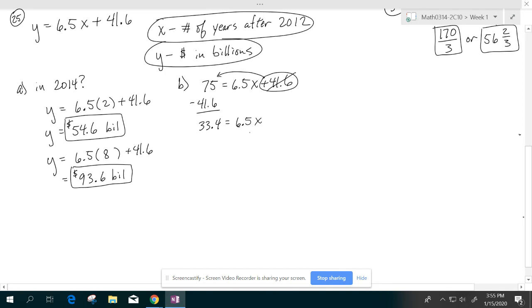And then what do I do to both sides to get X by itself? And what happens if you divide by 6.5? I would like that rounded to the nearest whole number. To the nearest whole number. Got it? 5.